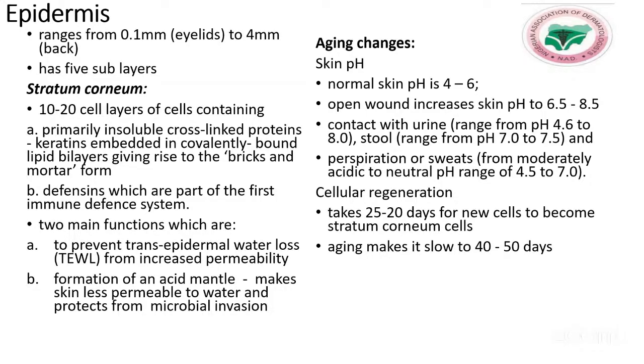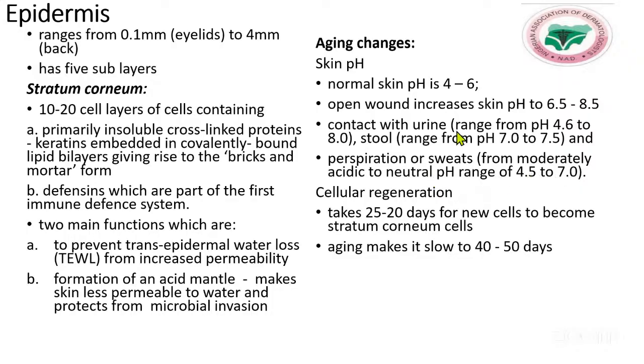The normal skin pH is 4.6, but when you have an open wound, the pH increases to 6.5 to 8.5. Contact with urine will change the skin pH at the stratum corneum level from 4.6 to a range between 4.6 and 8, so it can be slightly acidic to alkaline. Contact with stool changes the skin pH to alkaline, that's 7 to 7.5. Then sweat changes the skin pH from acidic to neutral.